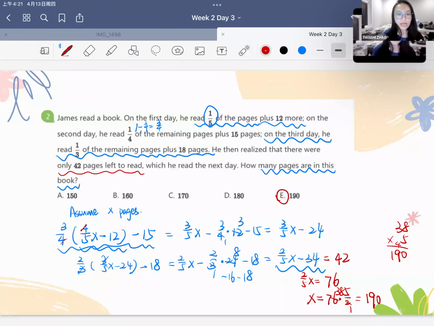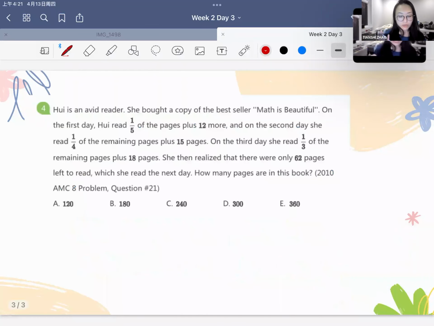Okay, for this question, this is a very typical word problem. The thing we don't know, we can assume to be x, and then we can just translate the words into the algebraic expression and do the calculation. And I think the fourth question is very, very similar to the second one, but we will read this question together and do it ourselves.